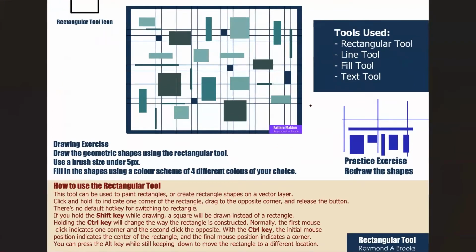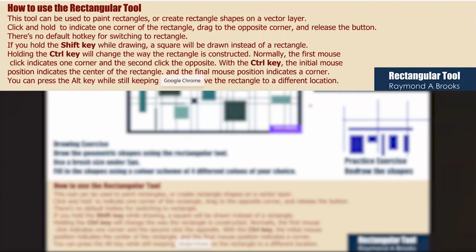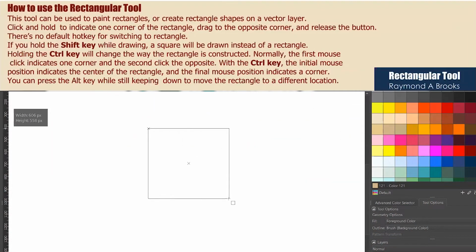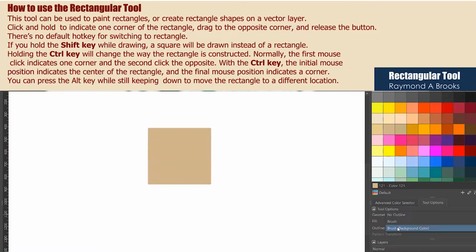I'm going to read. This tool can be used to paint rectangles or create rectangle shapes on a vector layer. Click and hold to indicate one corner of the rectangle, drag the opposite corner, and release the button. There's no default hotkey for switching to rectangle. If you hold the Shift key while drawing, a square will be drawn instead of a rectangle.